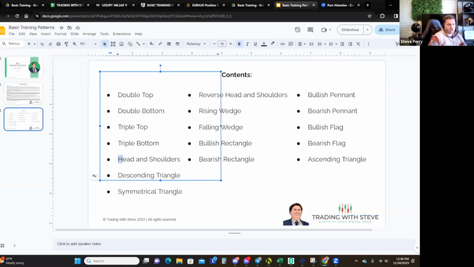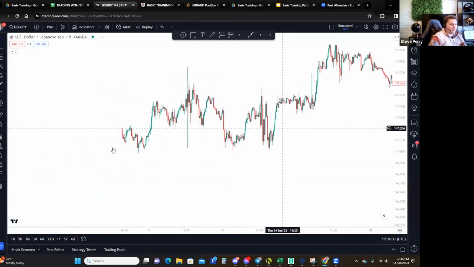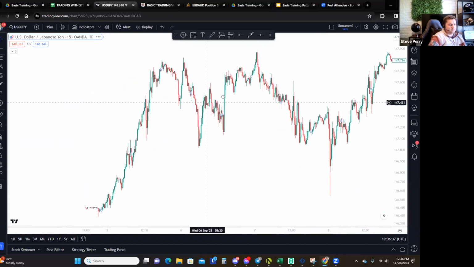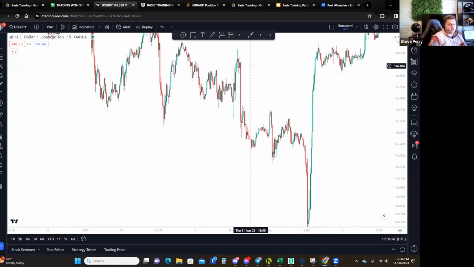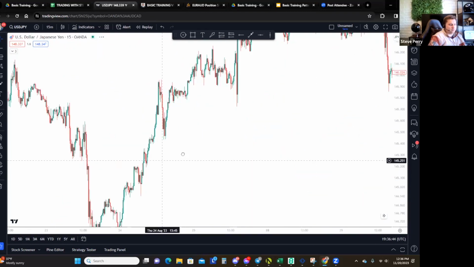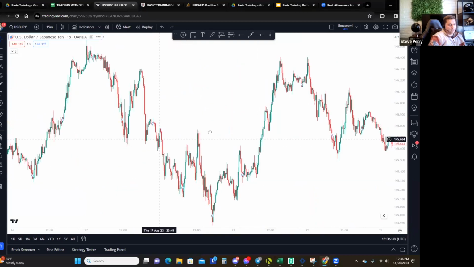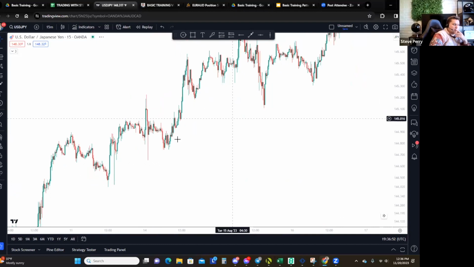I love the head and shoulders. I love ascending and descending triangles. Oh, I need to find you guys a wedge. Actually, let's find a wedge real quick and then we'll wrap up. So a wedge is basically, okay, let me just find one so I can show you rather than try to explain it. Yeah, we'll wrap up on the wedge. Let me just find you a good wedge real quick.